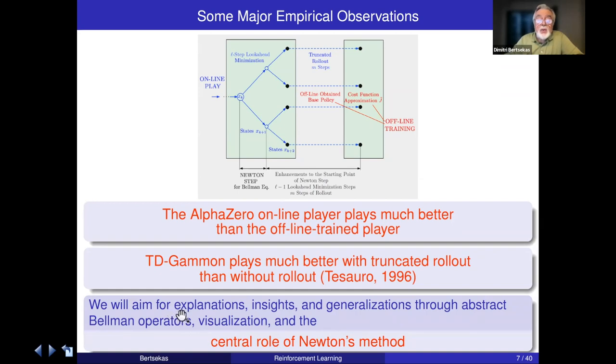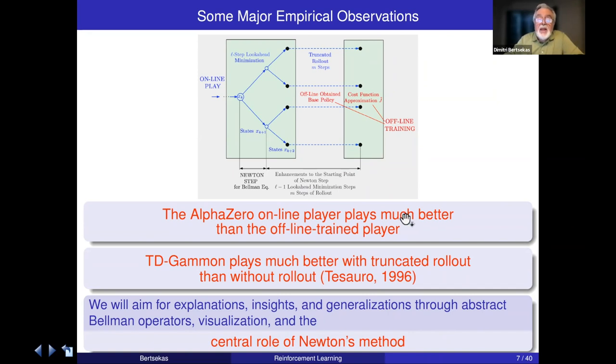Now, we're going to aim for explanations of this phenomenon, draw insights from them, and motivate generalizations. And the mathematical mechanism through which this is going to be done is Bellman operators, which are involved in the dynamic programming algorithm. We're going to use visualization to draw insight, and there is a central role for Newton's method here. Newton's method is the one that you know and love from calculus. It's an algorithm for solving equations or optimization problems. We're going to see that the synergy between offline training and online play can be understood as a Newton method.